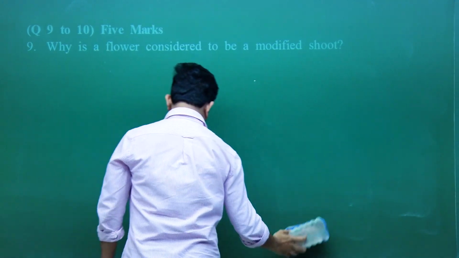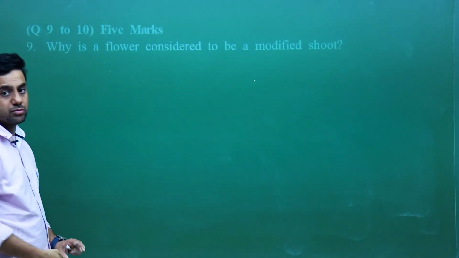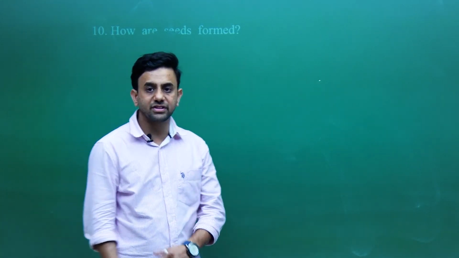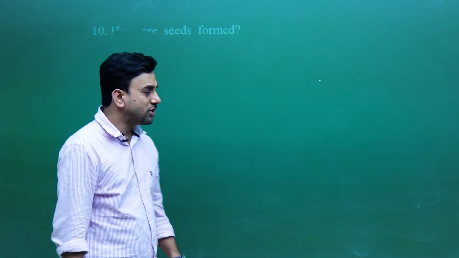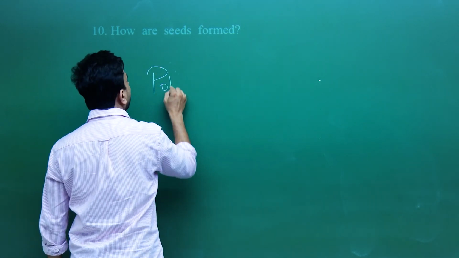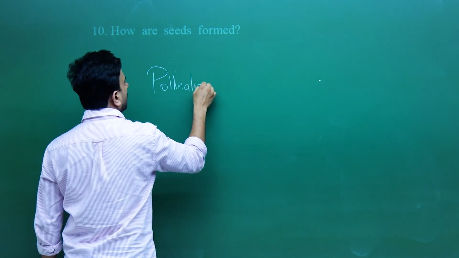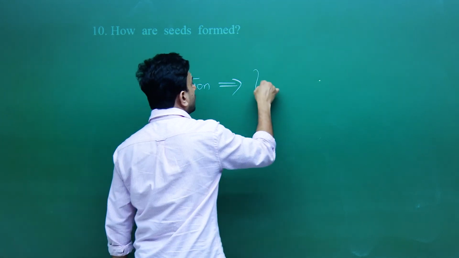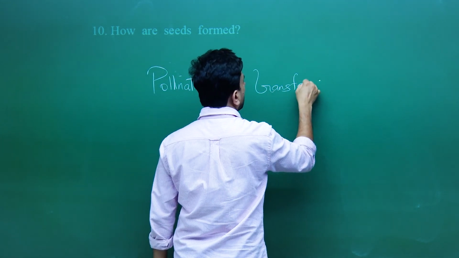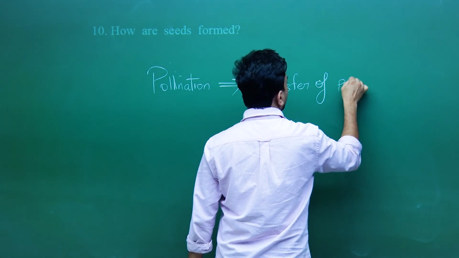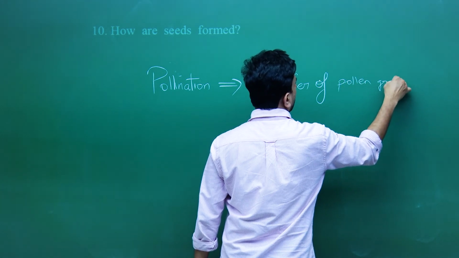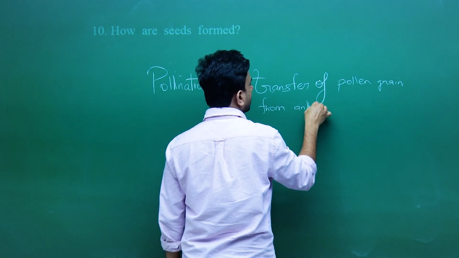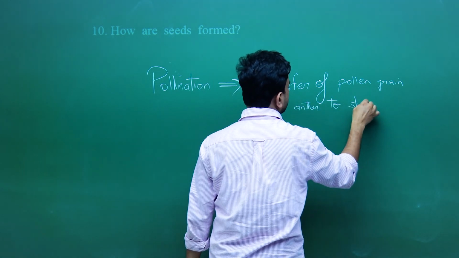And now we move on to the next question: how are seeds formed? Absolutely beautiful. See what is happening here. First of all, there is pollination. You have to describe what pollination is: transfer of pollen grain from anther to stigma.